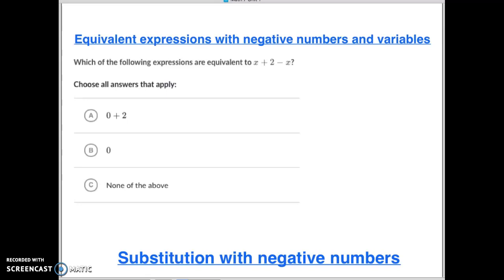Your two Khan Academies for today are equivalent expressions with negative numbers and variables, and the other one is substitution with negative numbers. First one is not very difficult. We'll get through this pretty quickly here.